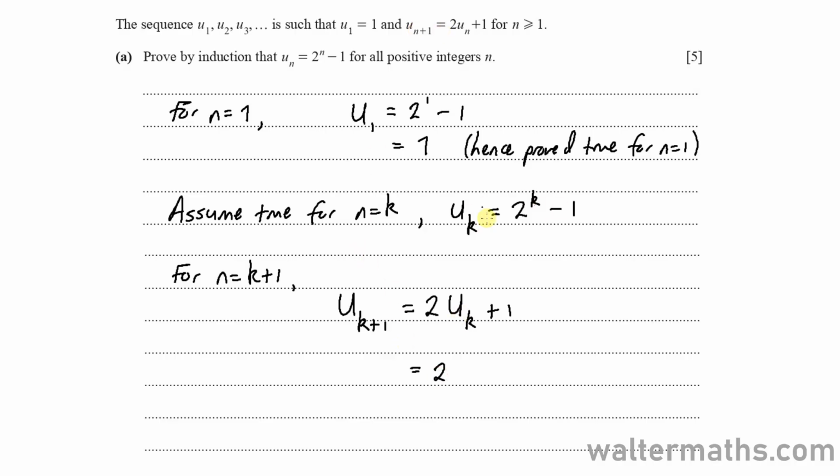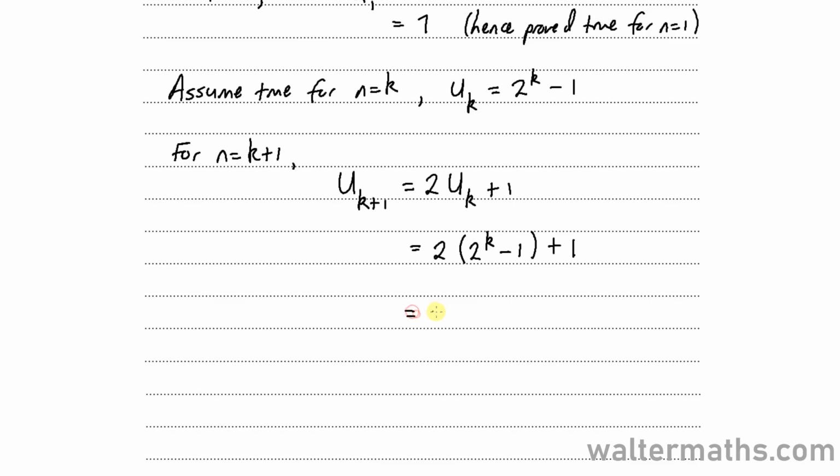And applying the assumption, in place of u sub k, we will put 2 to the power of k minus 1. So it's 2 of 2 to the power of k minus 1 plus 1. So we now have 2 of 2 to the power of k minus 2 plus 1. And multiplying 2 times 2 to the power k, we know that 2 is 2 to the power 1. So multiplying the 2, we get 2 to the power of k plus 1. And minus 2 plus 1 is minus 1.